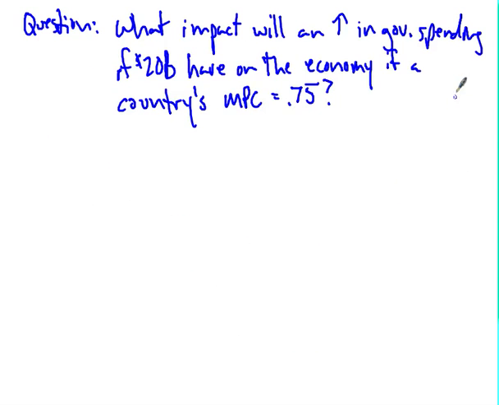Okay, so let's work through one of these problems. Let me change these numbers because we've kind of already done this. What impact will an increase in government spending of $5 billion have on the economy if a country's MPC is, let's say, 0.8? Okay, so if you want to pause this and try and work through it, and then come back to it, we'll go over the answer. So go ahead and pause it now and see if you can work it out.